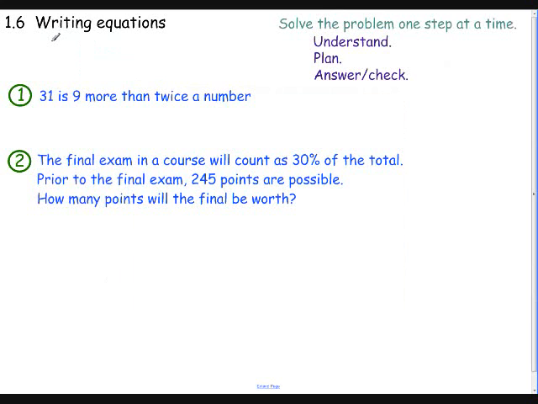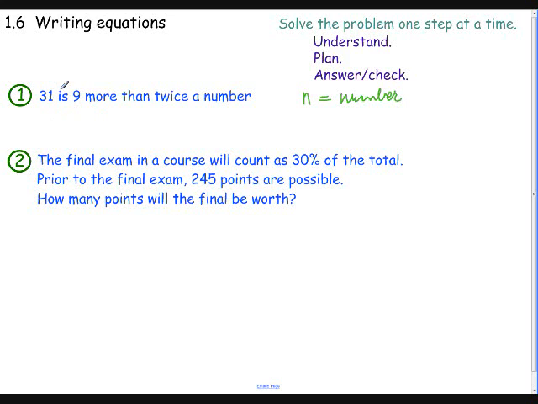Okay, let's try a couple. 31 is 9 more. So 31 is larger, right? 31 is 9 more than twice a number. So what are we looking for here? I'd say we're looking for, what is that number? Let's find that number. We'll say n is the number we want, okay?